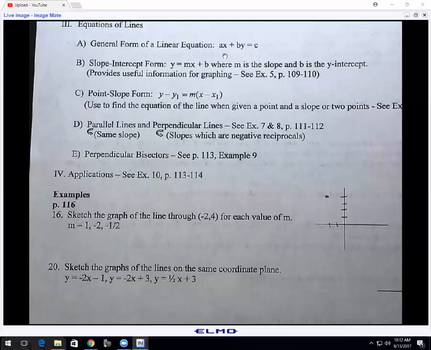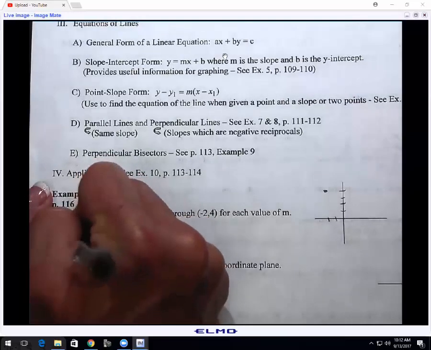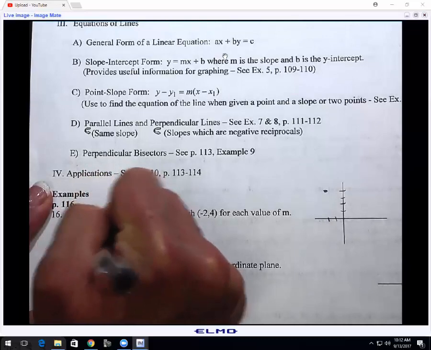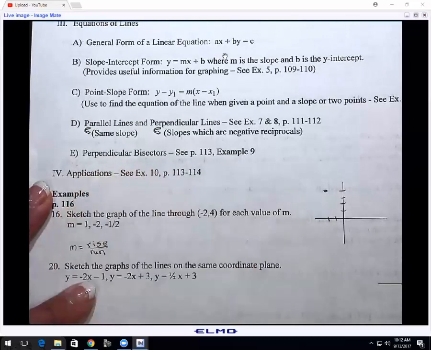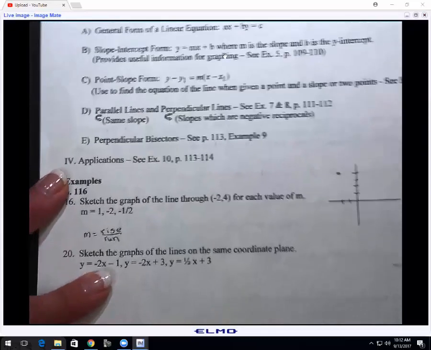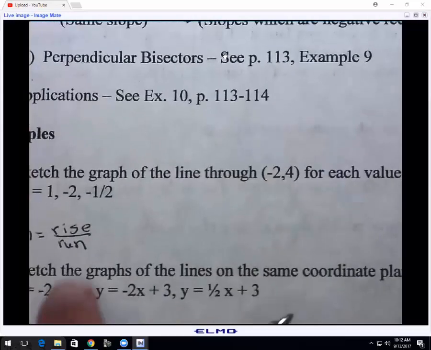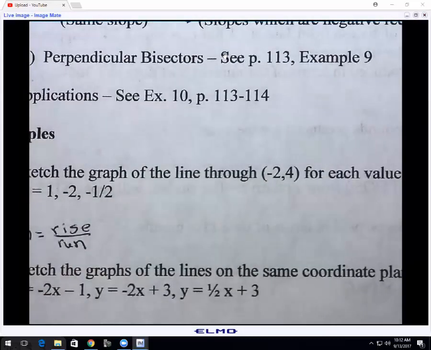The definition of slope is rise over run. You have a formula for slope, but really if you understand that definition, then you don't need the formula. You get the rise by counting the difference in the y's, and you get the run by counting the difference in the x's.